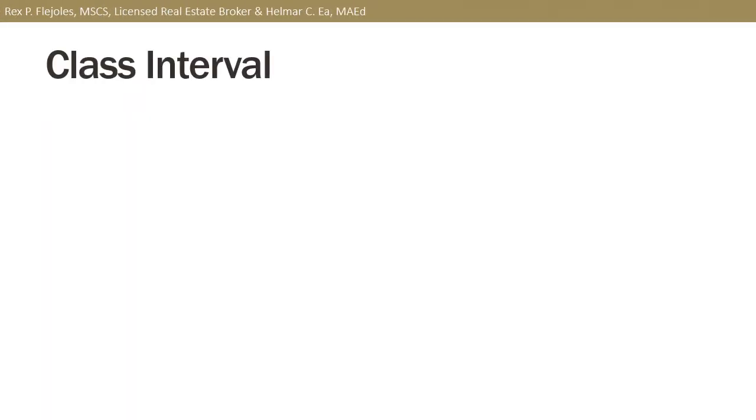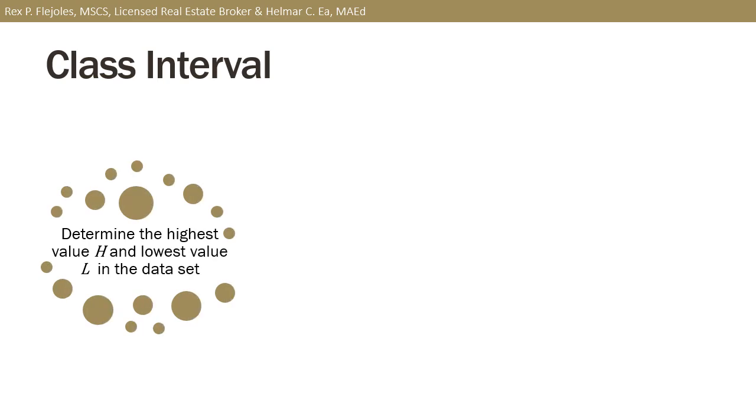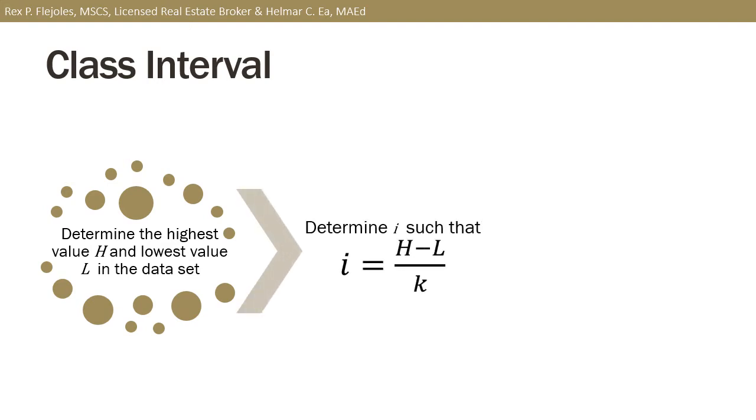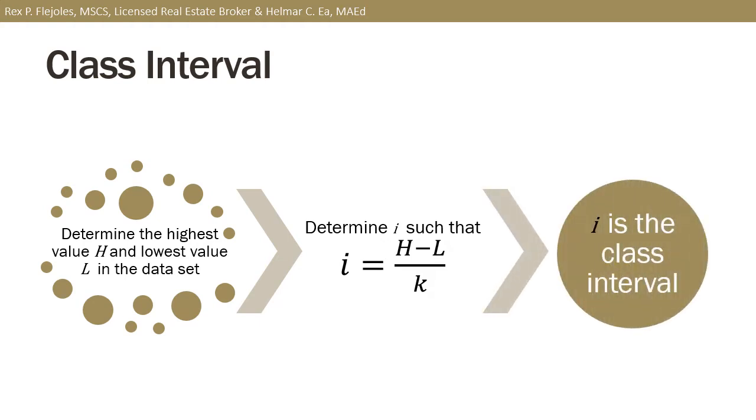In relation to the second step, that is to determine the class interval, we could apply this formula. So we determine the highest value, h, and the lowest value, l, in the data set. So from this, we could determine I, the class interval, by taking the difference of the highest and the lowest value, and then divide the result by the number of classes.